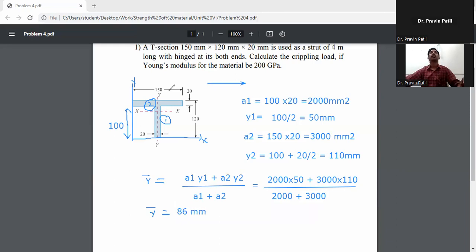But what is x bar here? X bar is symmetrical about the y-axis. This value is not required, but we will calculate it anyway. It is symmetrical about the y-axis, so it will be 150 by 2, which is 75 mm.